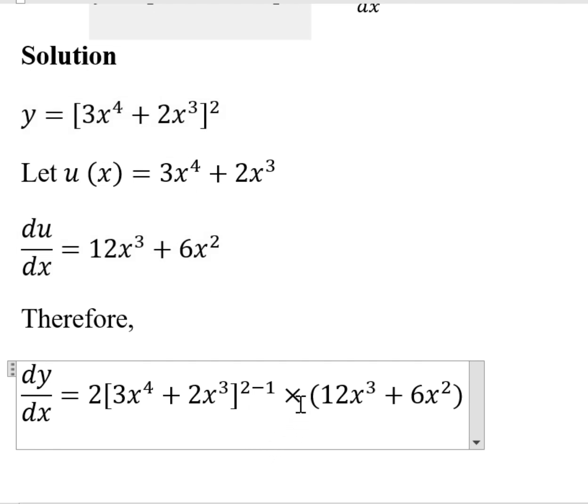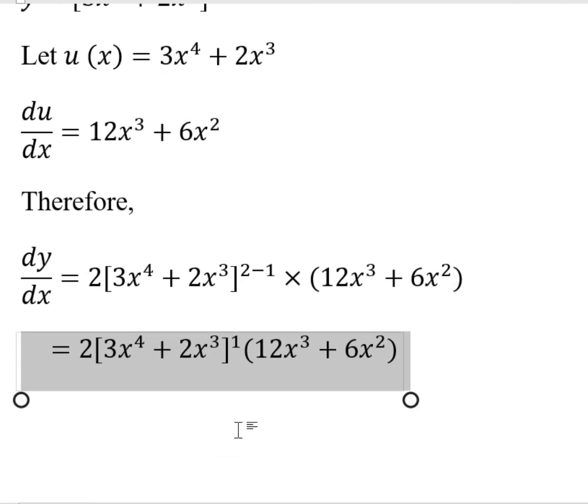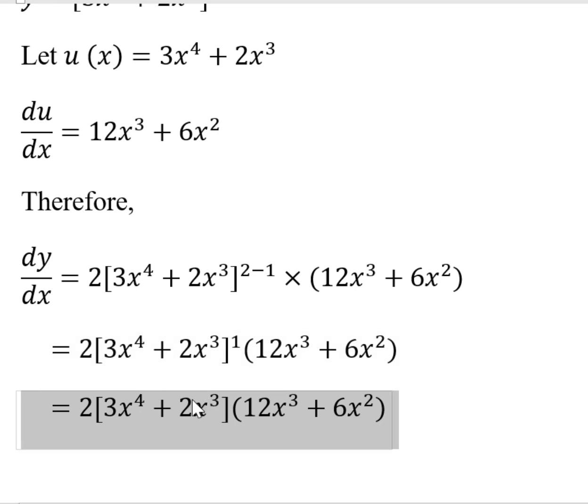So we can remove this multiplication sign and write this in a simplified form as 2 into this raised to power 1, then times this one here. But remember, when you have something raised to power 1, we can just ignore the power. We know that when the power is not there, it's like it's raised to power 1. So that's what I've done here. Then we are now multiplying this and this.